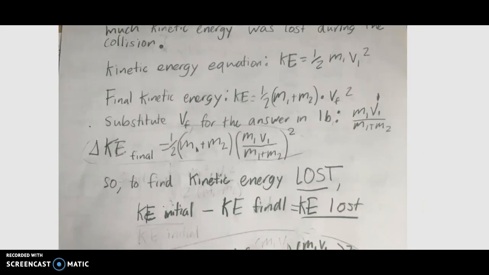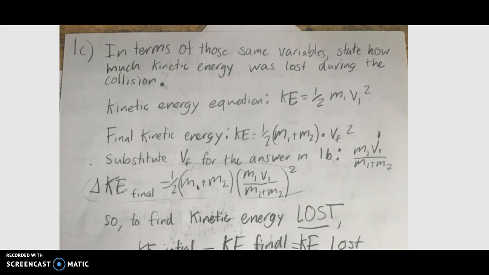Now, moving on to 1c. In terms of those same variables, state how much kinetic energy was lost during the collision. So what is the kinetic energy? Kinetic energy is specifically the energy of motion. So we're looking at the motion before and after the collision, meaning that we're only looking at the first boxcar before, since the second is not in motion, and the whole system afterward, to see how much energy was lost.